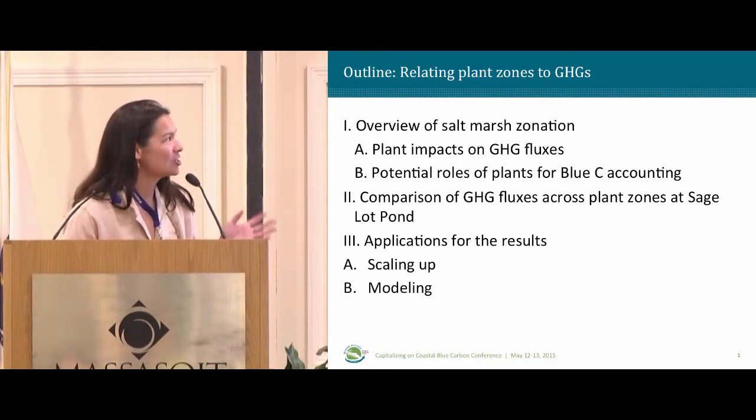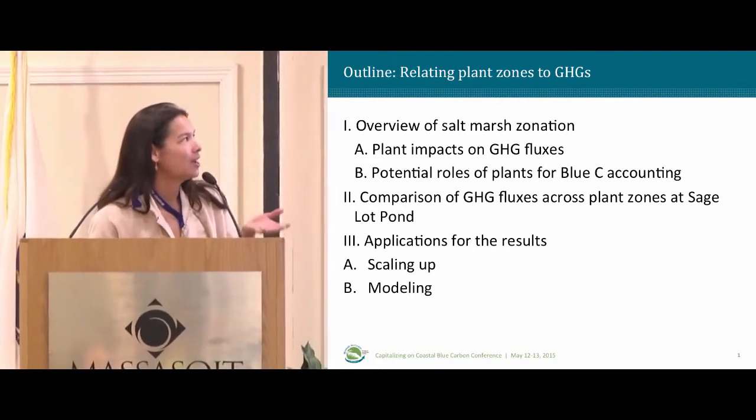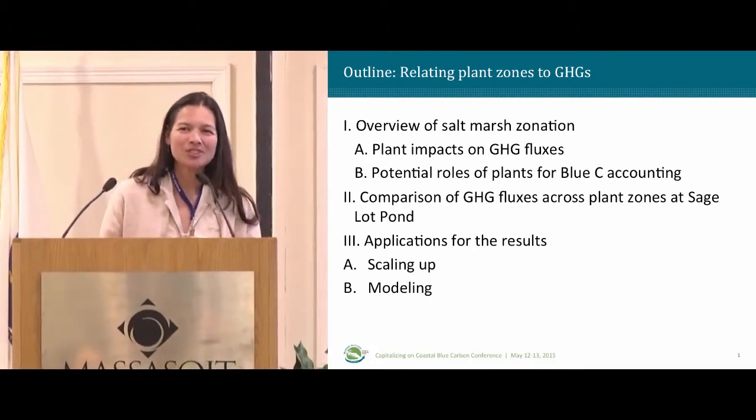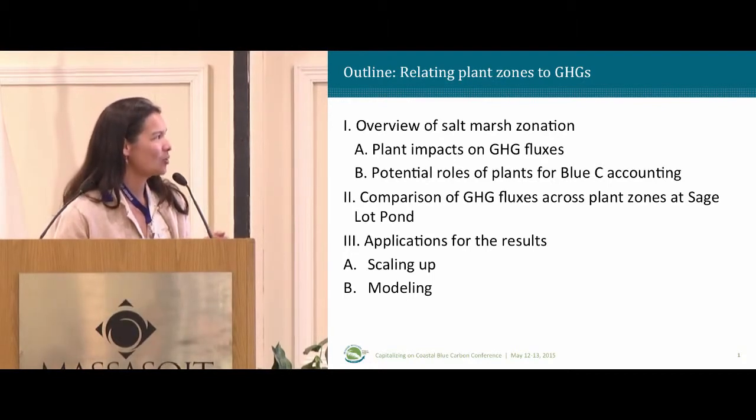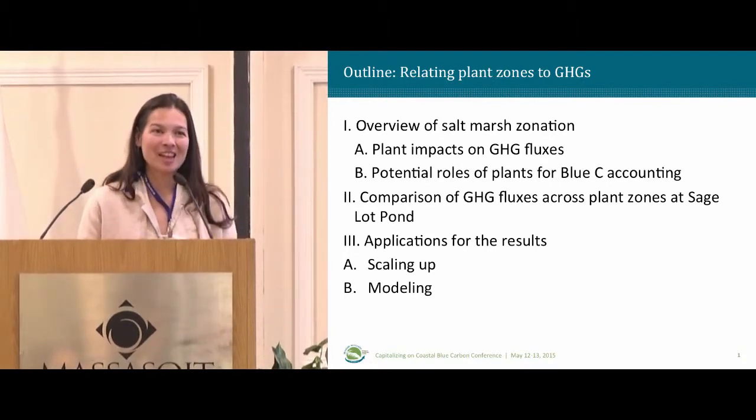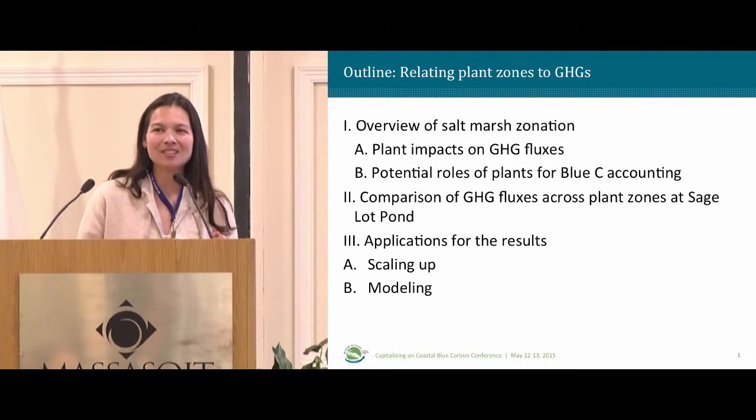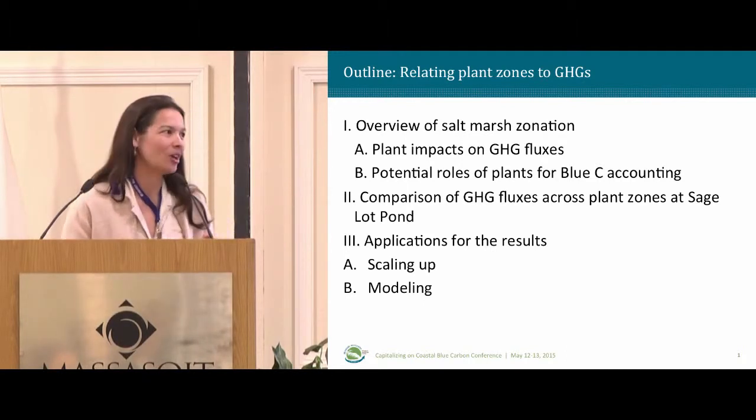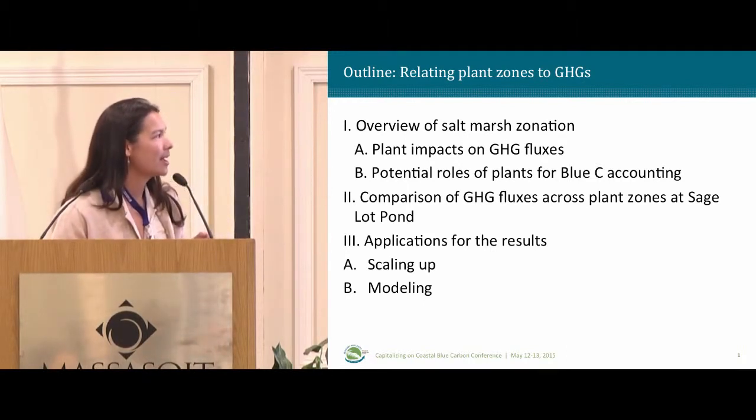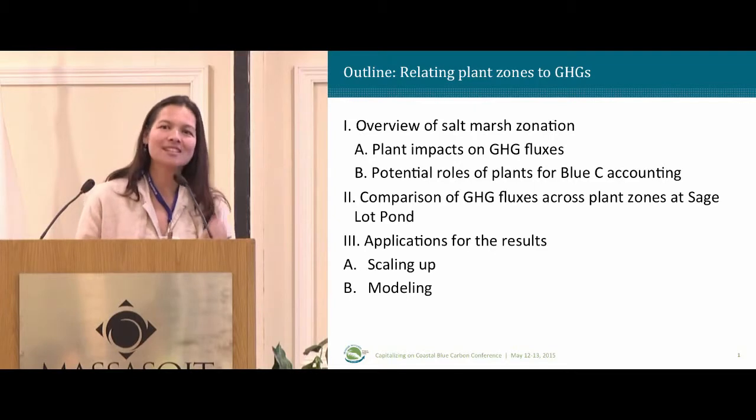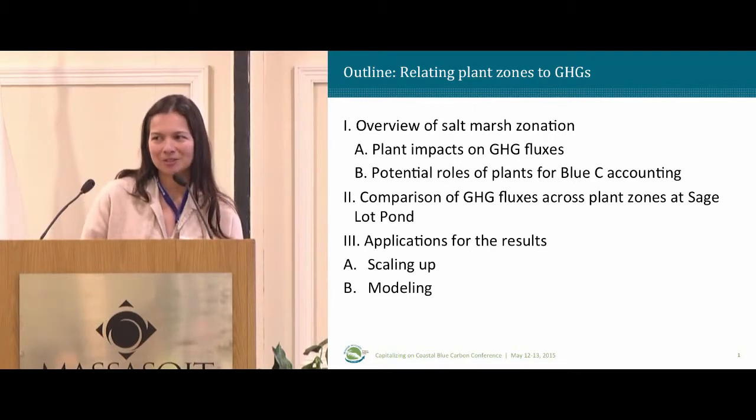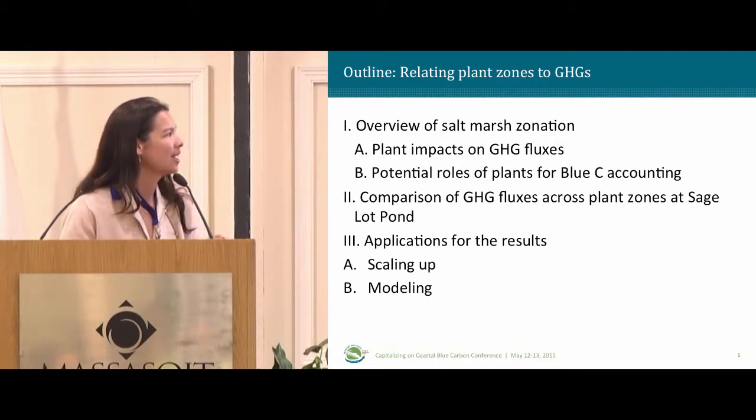So I'd like to begin with just a brief overview of what we know about salt marsh zonation as it pertains to these gas fluxes, and then I'll show our data that has been comparing them between major plant-defined zones at a reference site, Sage Lot Pond in Waquoit Bay, and then I'd like to hopefully open up discussion by presenting a few example applications for how we might use this type of data.